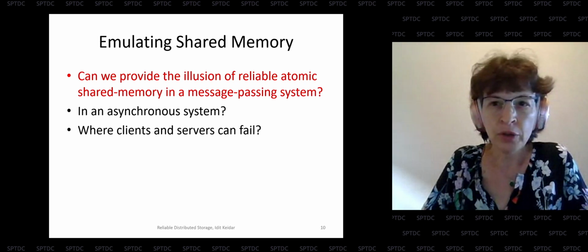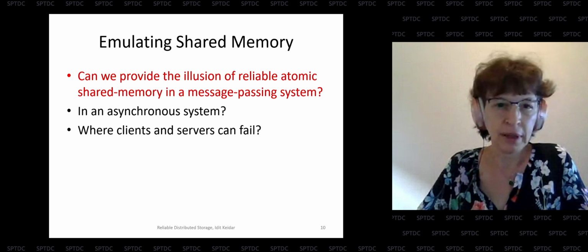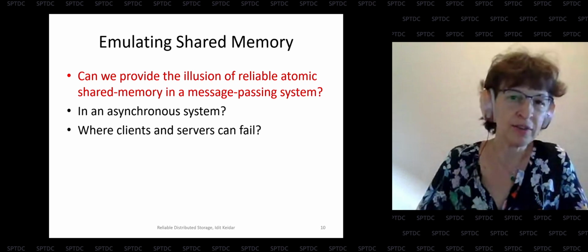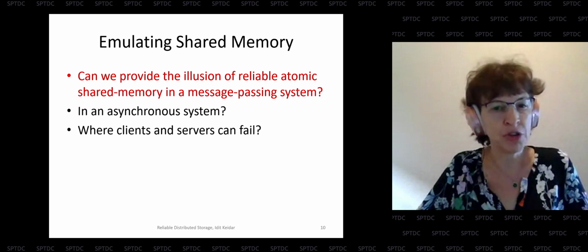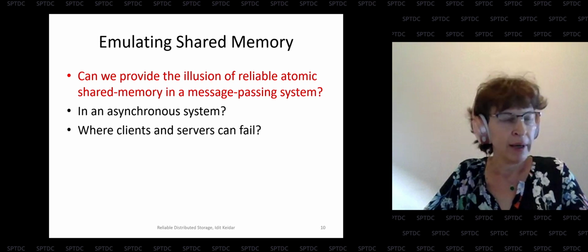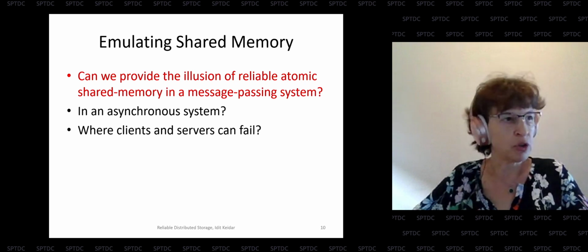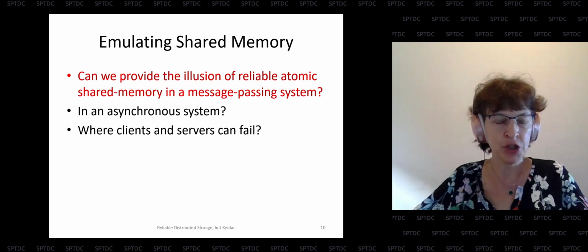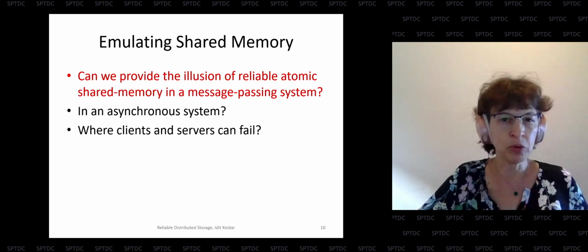So what we're going to ask, the question we're going to ask is, can we do an emulation of shared memory in this system where we have servers, the servers on the bottom, we have n servers, and any f of them can crash. And then we're going to have a protocol.